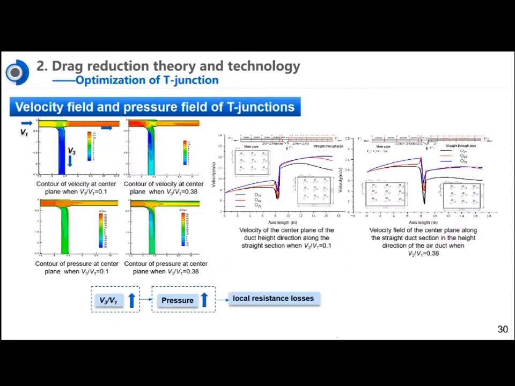In this slide, we can find the velocity field and the pressure field for the T-junctions. So we can compare the traditional ones and the optimized ones. We can find that through the optimization of the T-junctions, the air velocity field and the pressure field are remarkably changed.